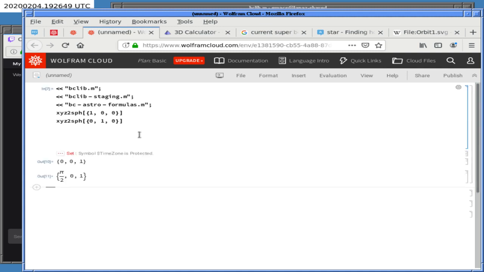Okay, so the x-axis is going to be the 0 hour. So let's go ahead and write some of this stuff down. I'll write it down here: x-axis is 0 hour. The z-axis is increasing declination.